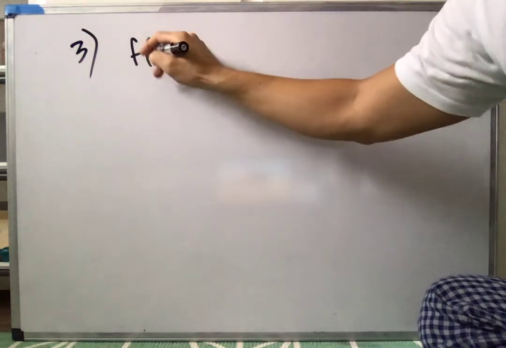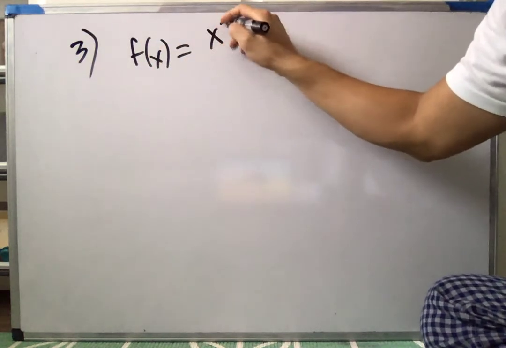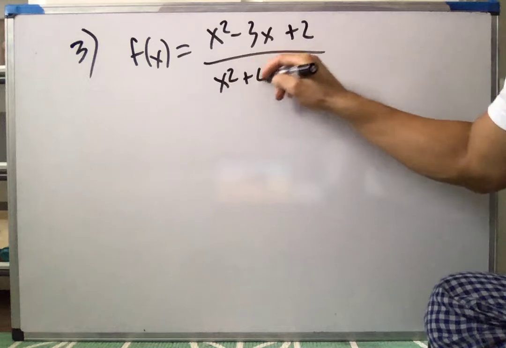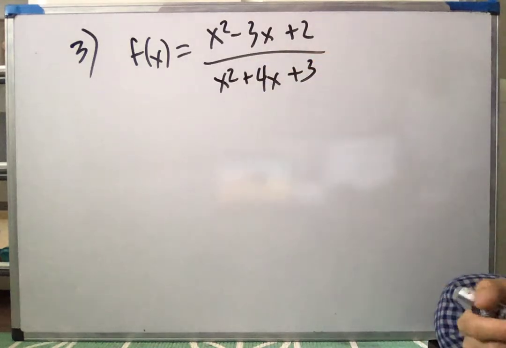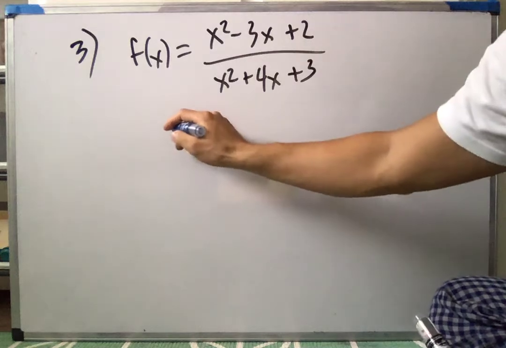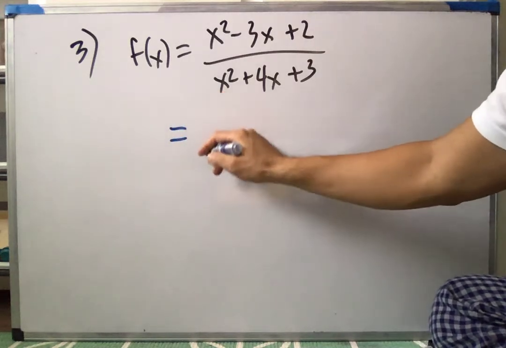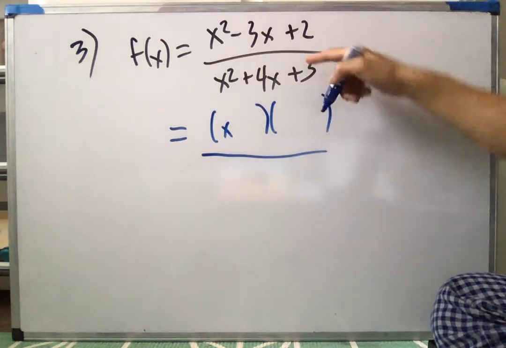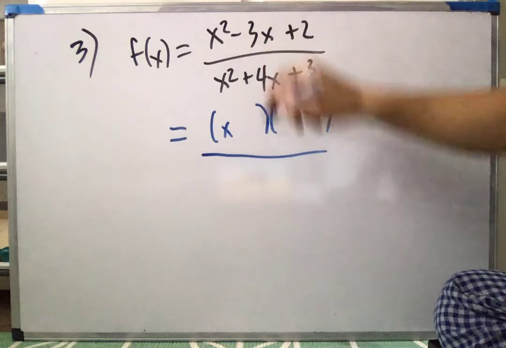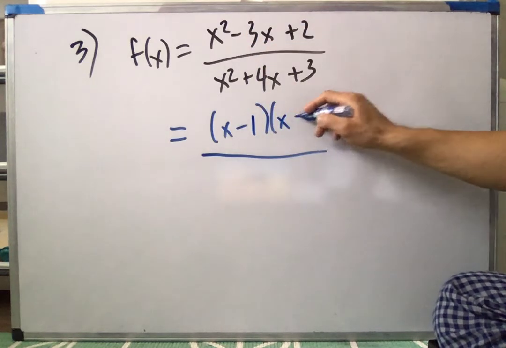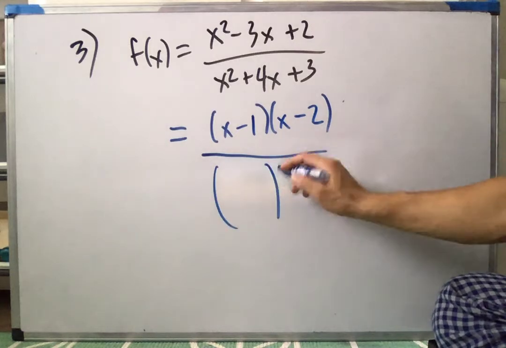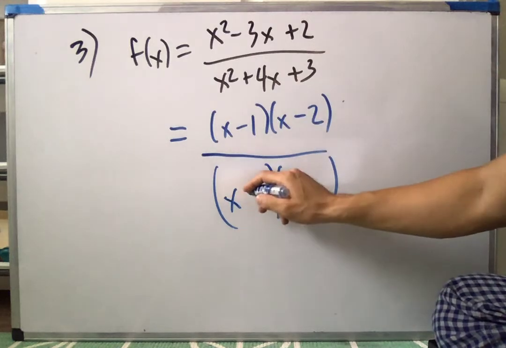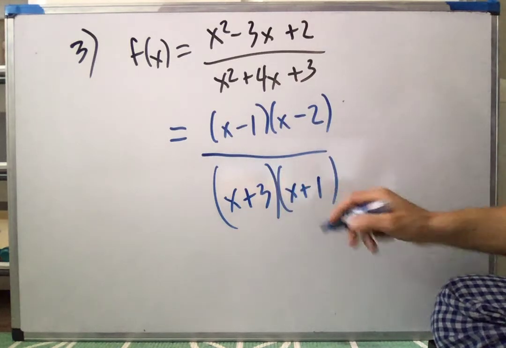So number 3 is f of x is equal to x squared minus 3x plus 2 over x squared plus 4x plus 3. So like I said before, first thing I want to do with rational functions is factor. The top is going to multiply to 2 and add to negative 3. That looks like negative 1 and negative 2. At the bottom it should multiply to 3, add to 4. That looks like 3 and 1. x plus 3, x plus 1.